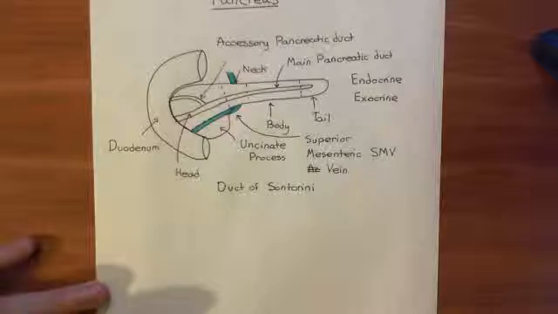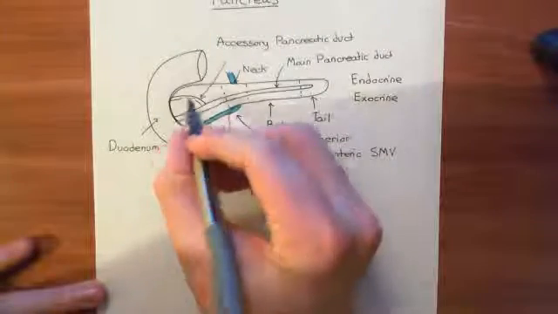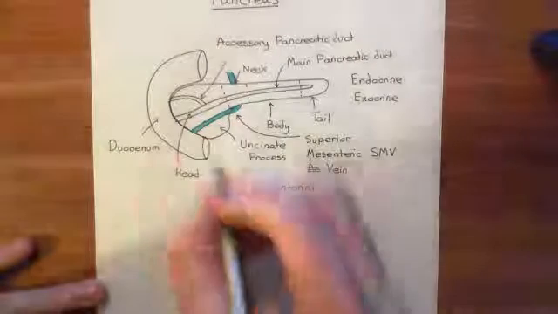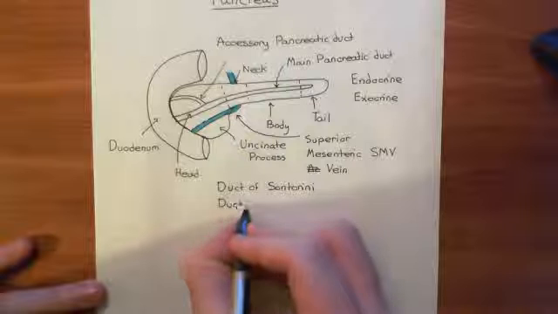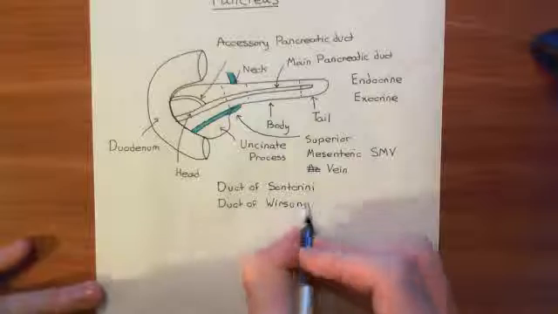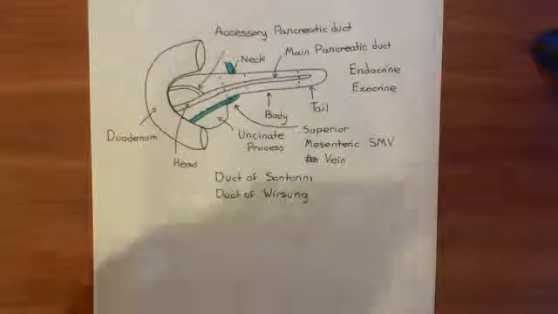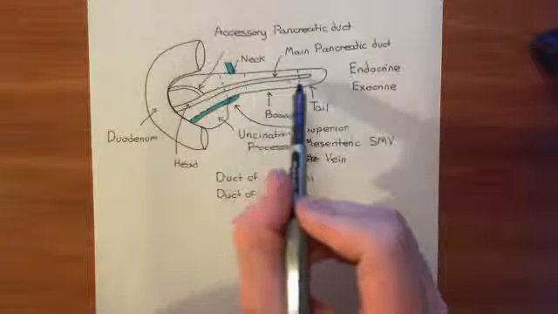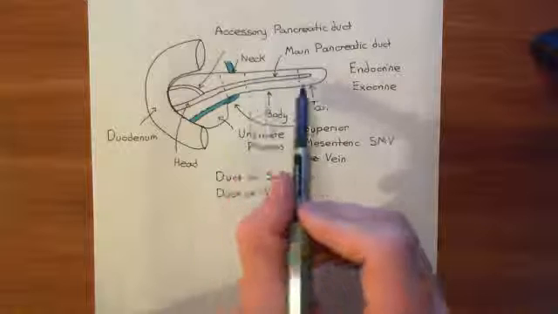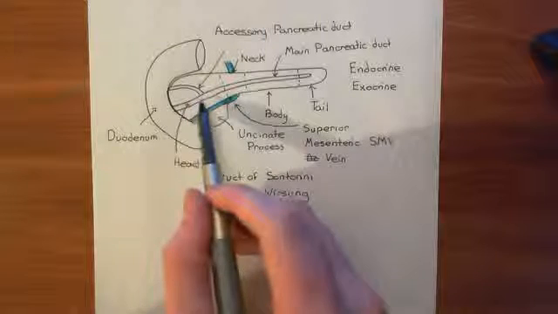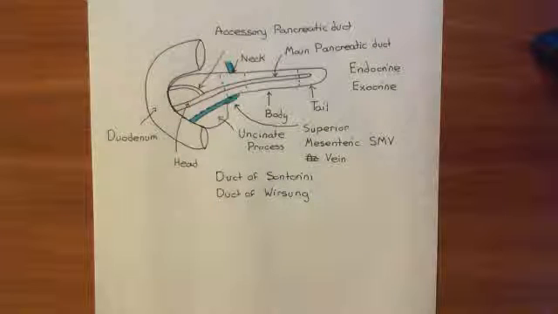And this other little duct here that was coming off the duct of Santorini is then called the duct of Wirsung. So basically, the old naming system and the new naming system are back to front. The duct of Santorini, one last time, is the accessory pancreatic duct, plus most of the main pancreatic duct that goes back into the neck, the body and the tail of the pancreas. And the duct of Wirsung is this final portion of what we would now call the main pancreatic duct, which empties out into the lumen of the duodenum.